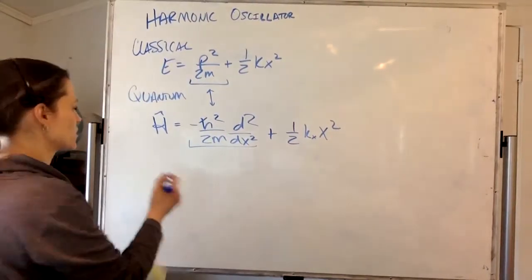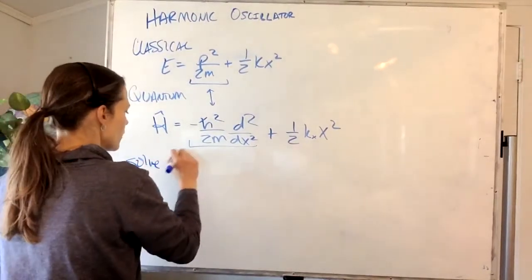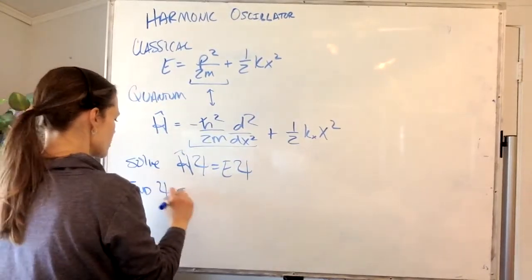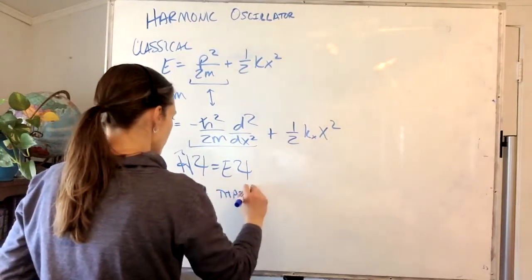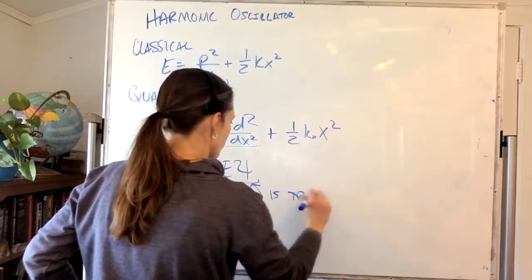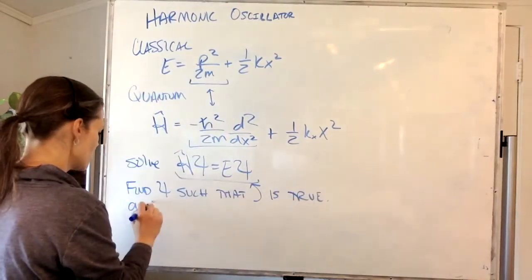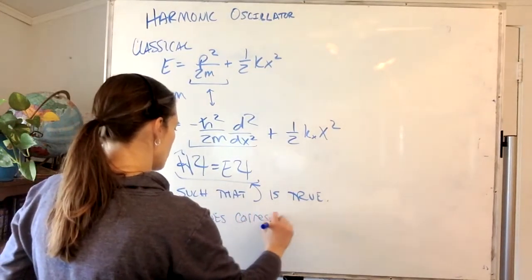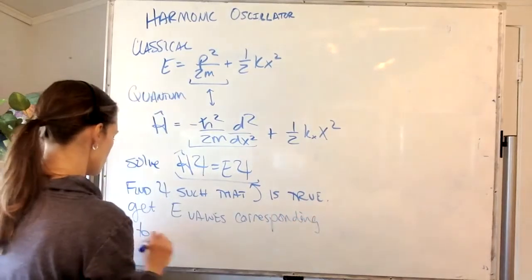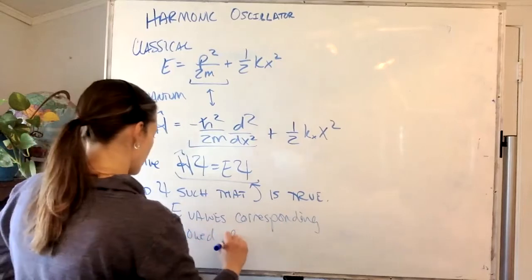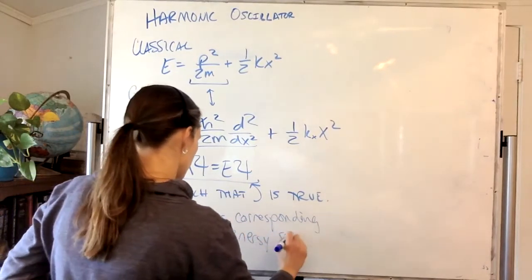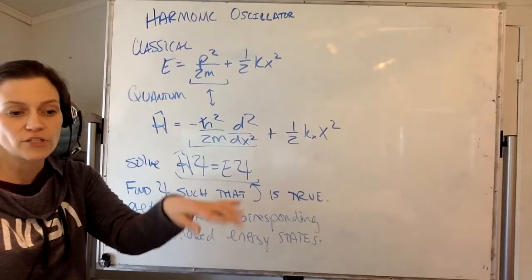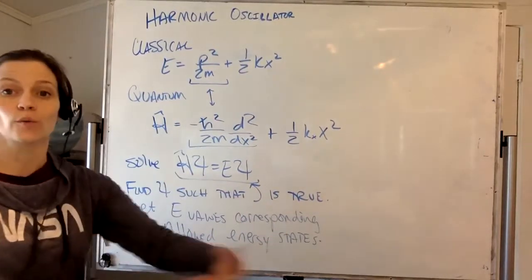Okay, so what we're going to do is solve the Schrodinger equation. And by solving it, I mean find the wave function such that this whole equation is true. Okay, and we're going to get energy values corresponding to allowed energy states. Okay, and from the podcast that you listened to, hopefully you've already looked at the picture in Atkins and you can see those quantized energy states. That's what we're going to find.